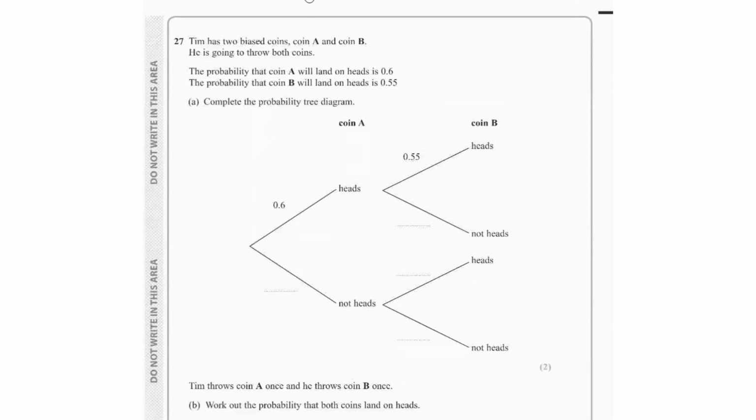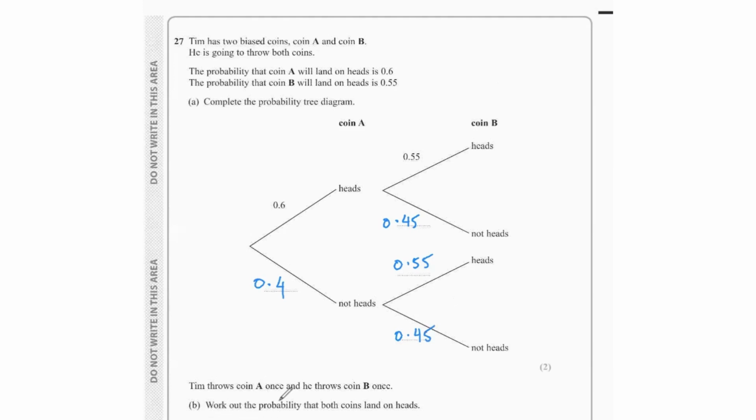Question 27 says, Tim has 2 biased coins, coin A and coin B. He's going to throw both coins. The probability that coin A will land on heads is 0.6. The probability that coin B will land on heads is 0.55. Complete the tree diagram below. So if the probability of landing on heads for coin A is 0.6, for not heads it's going to be 1 minus 0.6, which is 0.4. Similarly, for coin B, if it's 0.55 for heads, for not heads, it's going to be 1 minus 0.55, which is 0.45. And this is going to be repeated over here as well because there are no other changes.